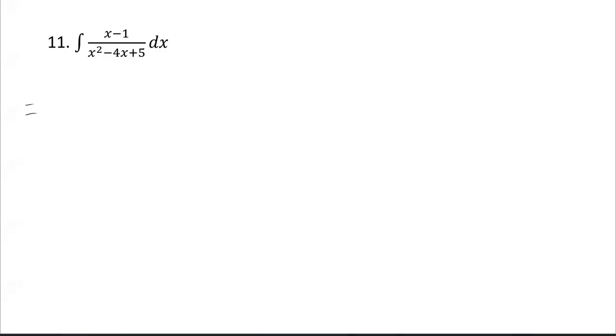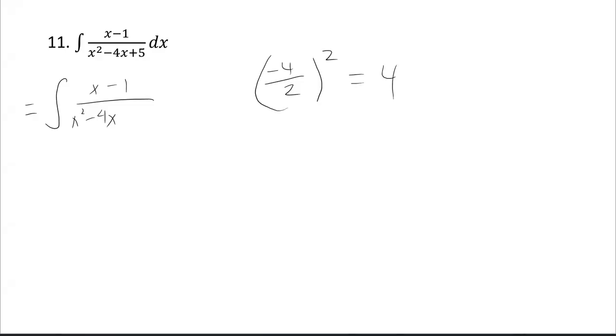Let's complete the square. So x squared minus 4x. It would be minus 4 over 2, and then we square that, so that is 4. So let's write this as plus 4 plus 1, because it needs to be equal to this 5 over here. We can't change the integrand. This will be a different function. dx, can't forget that.